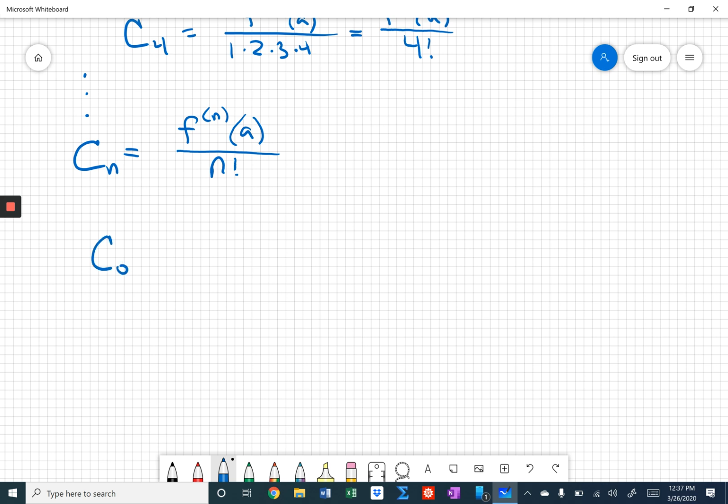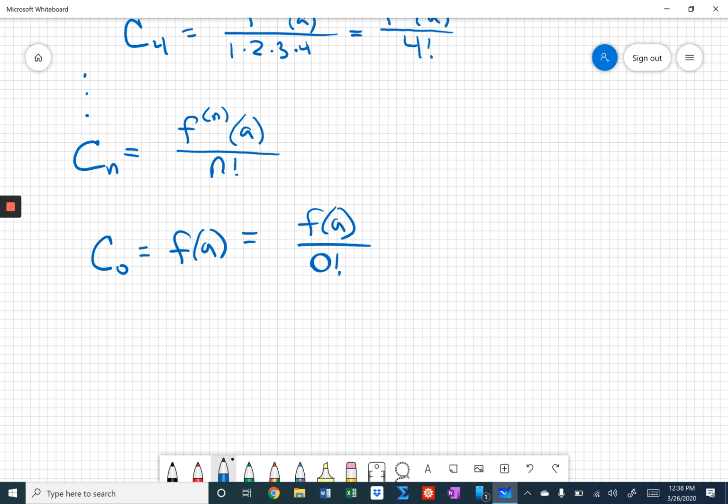What about c sub 0? We said c sub 0 is equal to f of a way back at the beginning. If we follow the pattern, then this should be equal to f of a divided by 0 factorial. How does that make any sense? Well, I told you guys a while back that I would explain to you why 0 factorial is equal to 1, and here it is. This is why 0 factorial is equal to 1, so that this pattern holds.